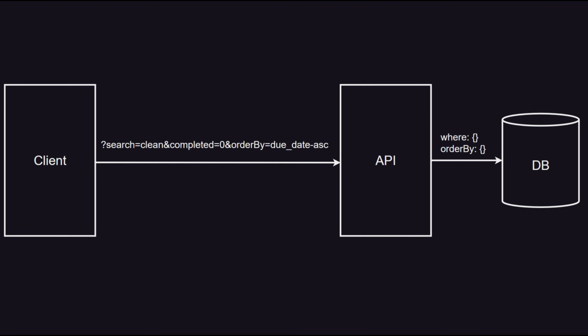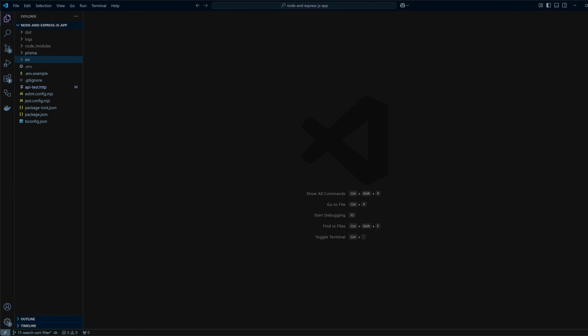Let's go ahead and jump into the code and implement search, sort, and filter in the API project. I am in a Node.js Express project. This is a task manager API. We're going to update the get tasks request to be able to search tasks by name, filter tasks based on completion, and sort them by created at and due date.